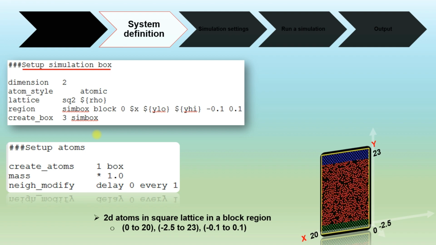In the next section of the system definition, we first define the parameters of the simulation box, and we label these commands as setup simulation box commands, as discussed earlier. I would like to discuss 5 commands here. First one is the dimension command. It sets the dimension of the simulation, and 2 means a 2D simulation, while 3 means a 3D simulation. Syntax is simple as it is written here.